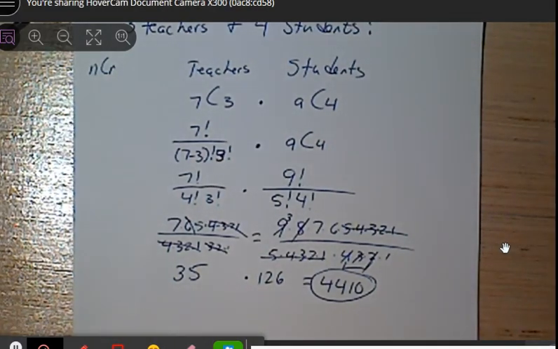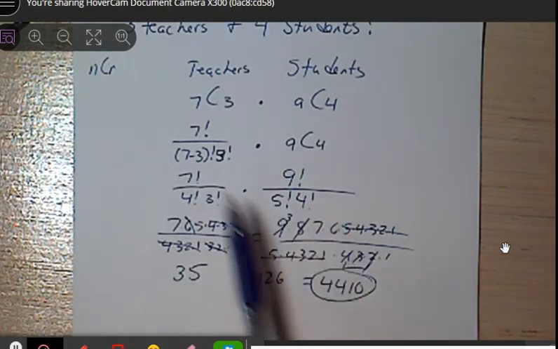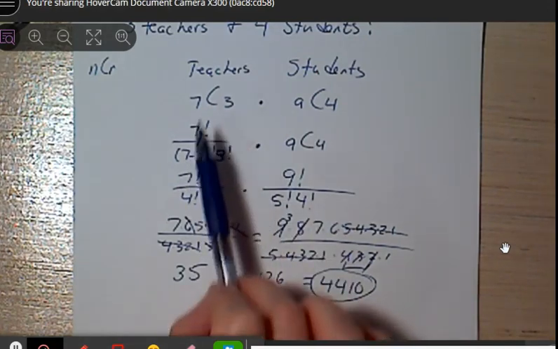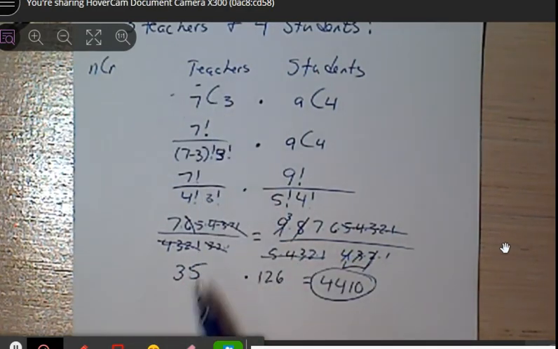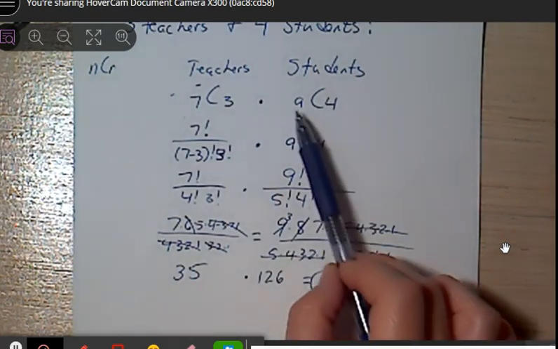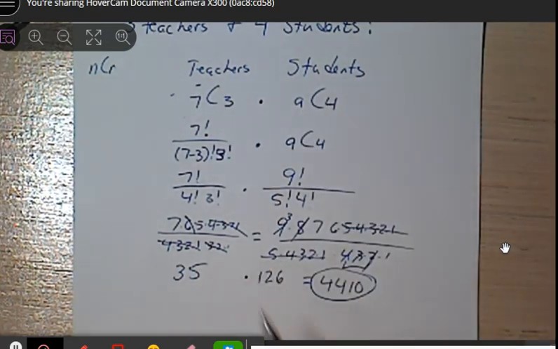Okay, now, and again, if you get a good scientific calculator, you can skip all this work in the middle, because it will just do 7C3. You can punch it in, it'll take you to the 35. You can do the 9C4, it'll take you straight to the 126. So there are some calculators out there that will help you get to these kinds of problems a lot faster than doing it by hand, because it does take a little while if you have to do it by hand.